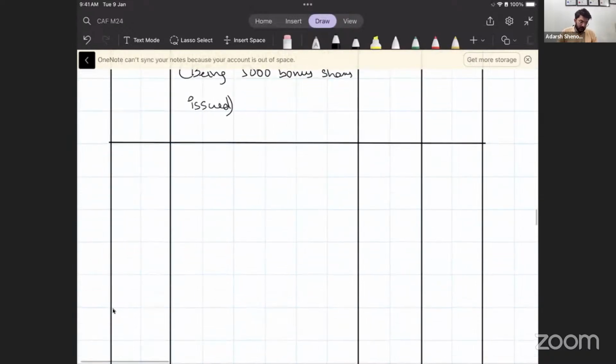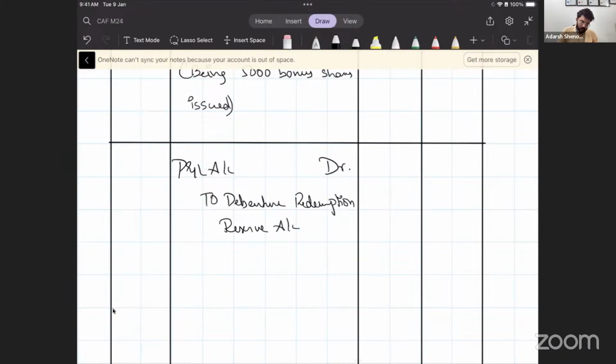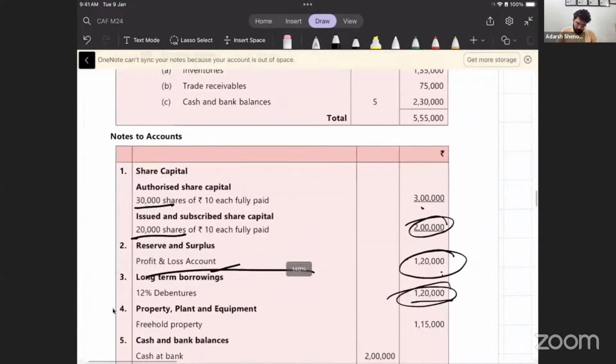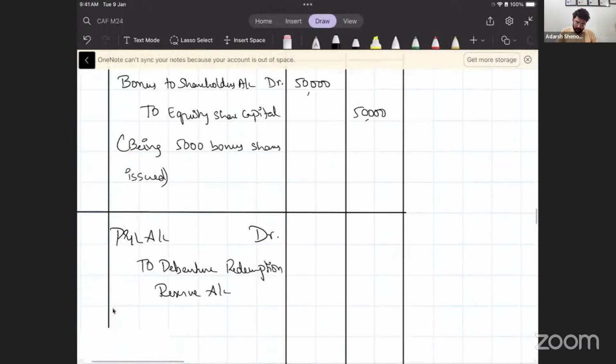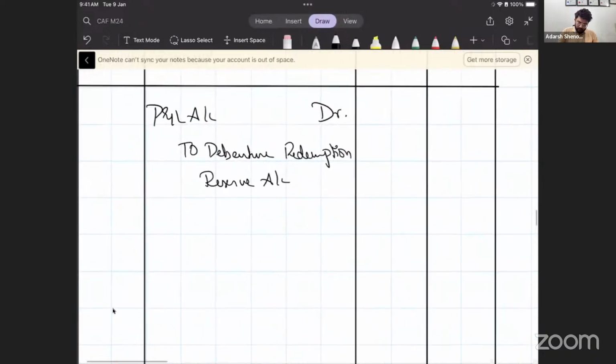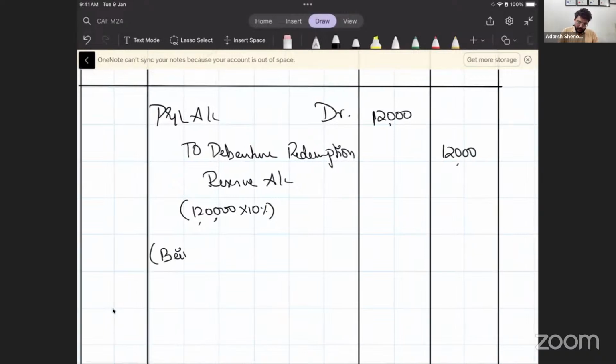Debentures have been issued, just to create the DRR account now. Profit and Loss account debit to Debenture Redemption Reserve. So what is the value of the debentures? 1,20,000. 10% of that is 12,000. Being DRR created at 10%.